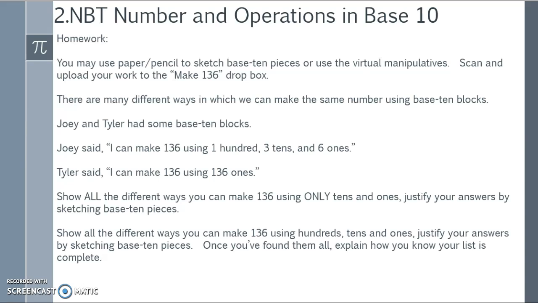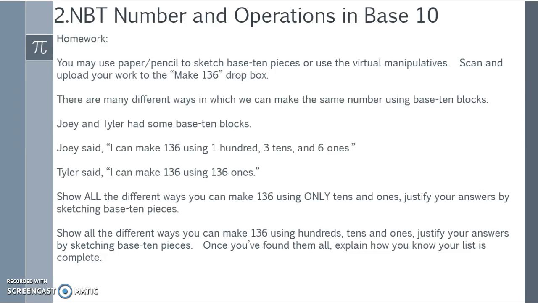Joey and Tyler had some base 10 blocks. Joey said, I can make 136 using 100, 3 tens, and 6 ones. However, Tyler said, I can make 136 using 136 ones. Show all the different ways you can make 136 using only tens and ones. Justify your answers by sketching base 10 pieces or using the virtual manipulatives to show me.